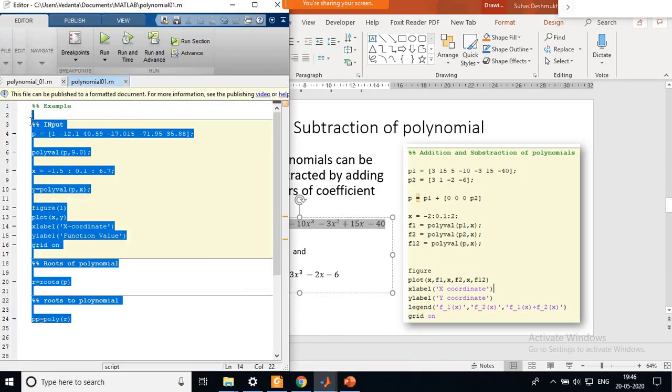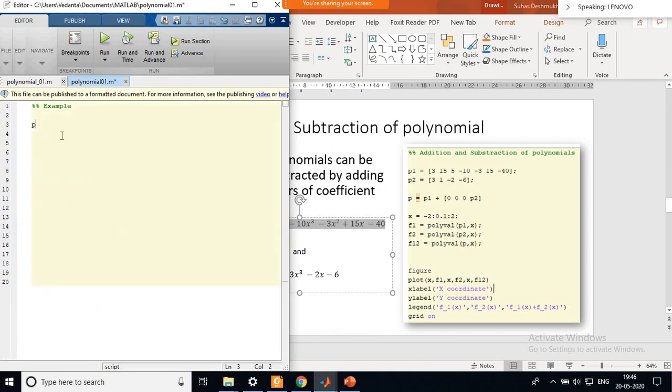I'll just delete all this. I'll define one polynomial as p1 equal to [1 2 3], that is x squared plus 2x plus 3. So this is one polynomial, I'll give the name p1. Then p2, which is equal to [3 5 10], that is 3x squared plus 5x plus 10.